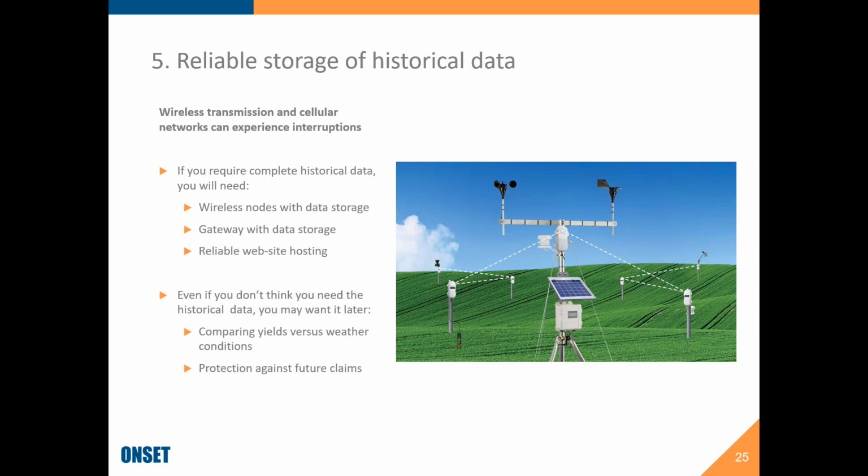And for those of you who are growers, even if you don't think you need the historical data, and you're just using the data to make your current decisions, you might want it downstream. You might want to look at it for comparing your yields versus weather conditions. You might find it interesting to know what the history was, and it might also provide some protection against future claims. If somebody says that your pesticide or weed killer carried over onto their field, you can look at your wind data when you applied that weed killer and say, hey, it was only blowing 1 mile an hour. It shouldn't have carried that far. It's good to have that data.